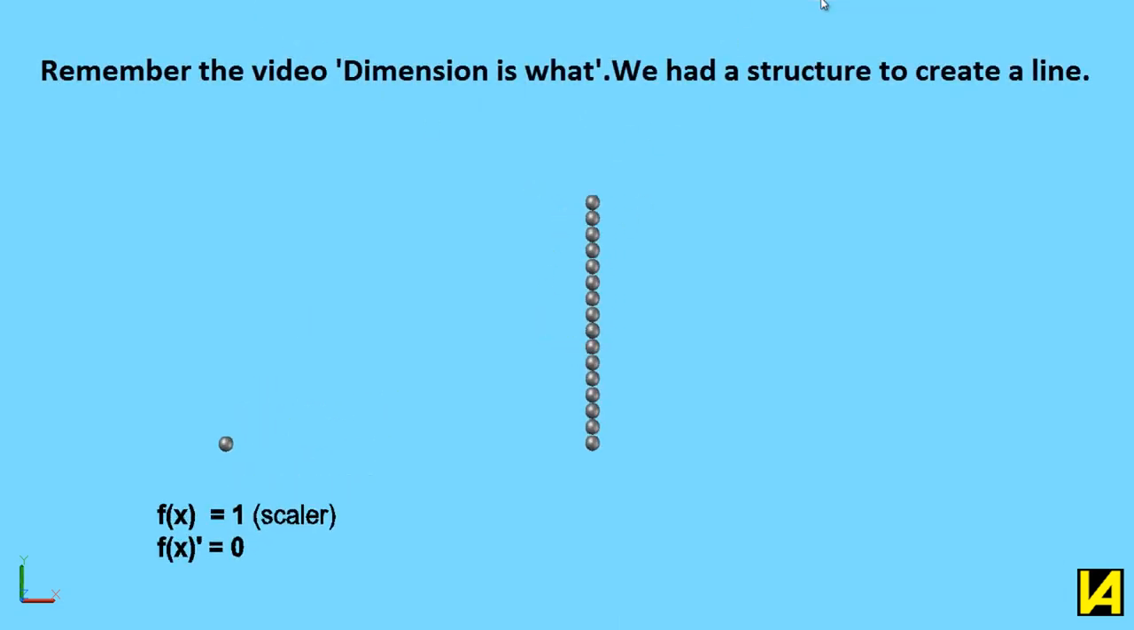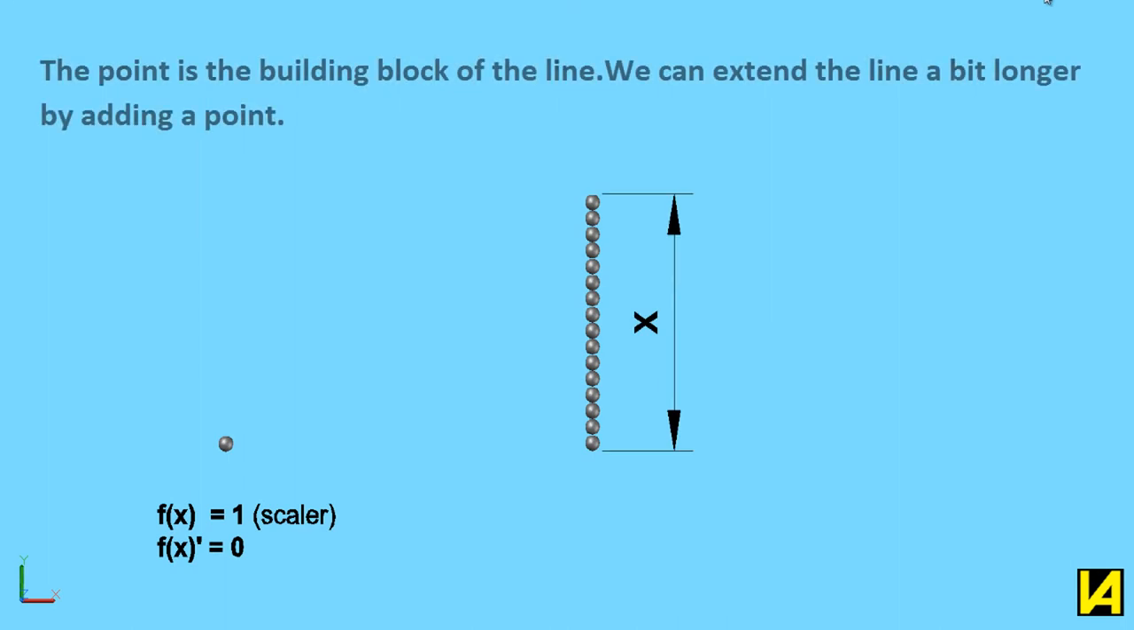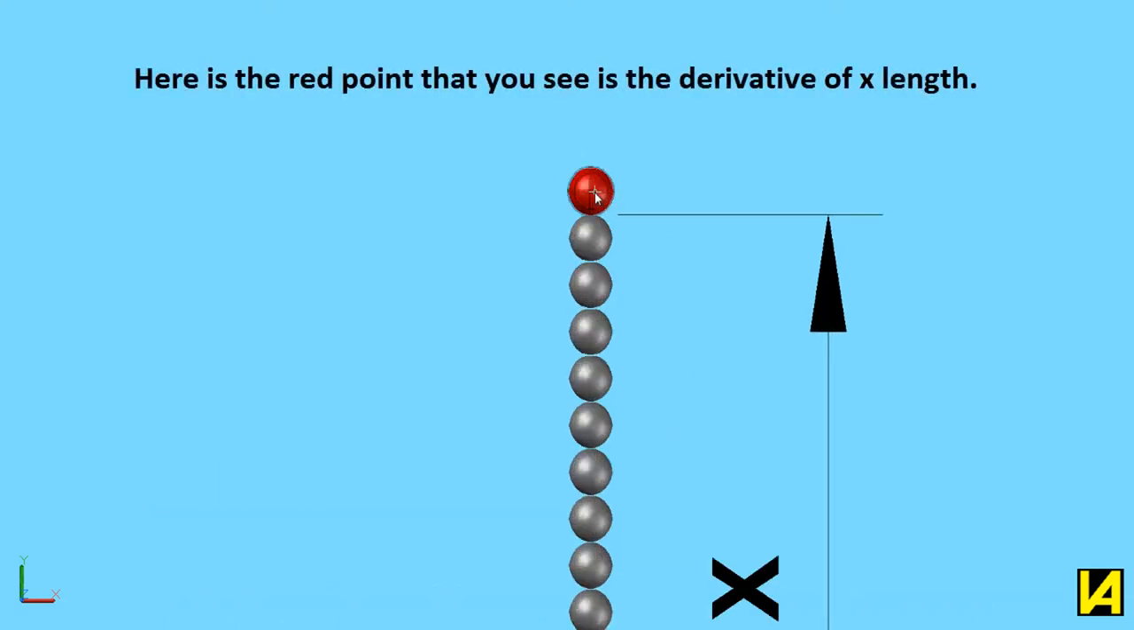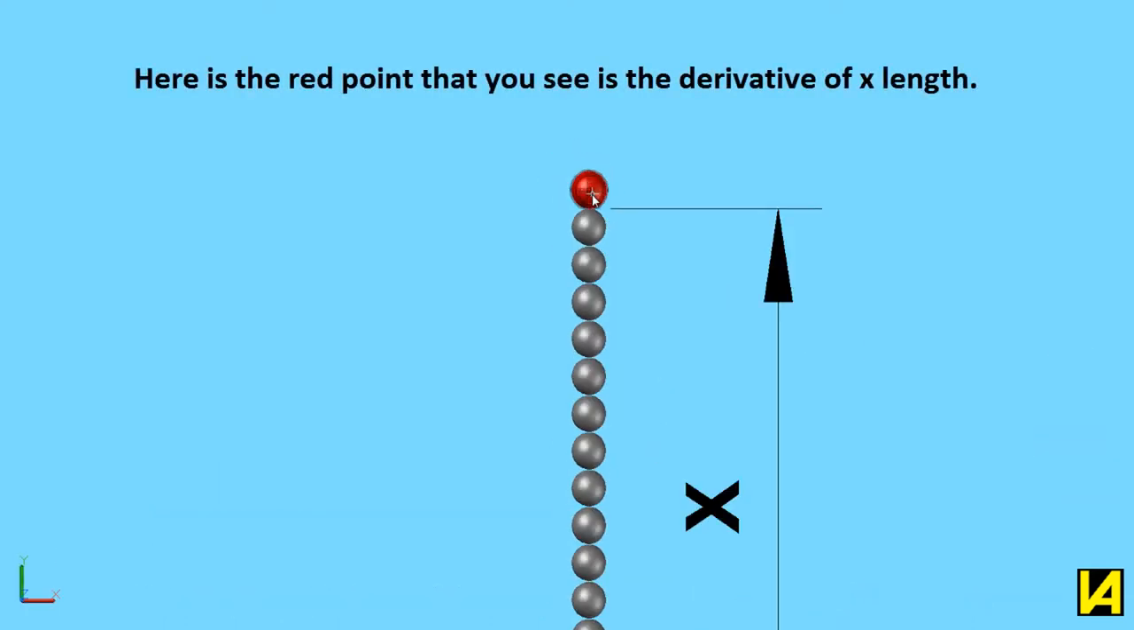We had a structure to create the line. The point is the building block of the line. We can extend the line a bit longer by adding the point. When you add the red dot, as you see, the line is a little longer. Here is the red point that you see is the derivative of x length.